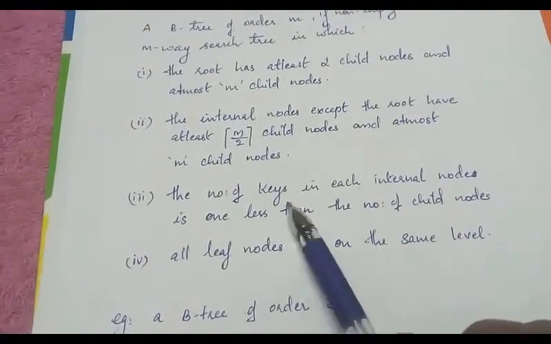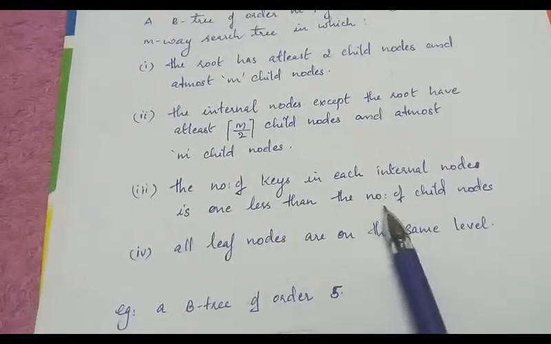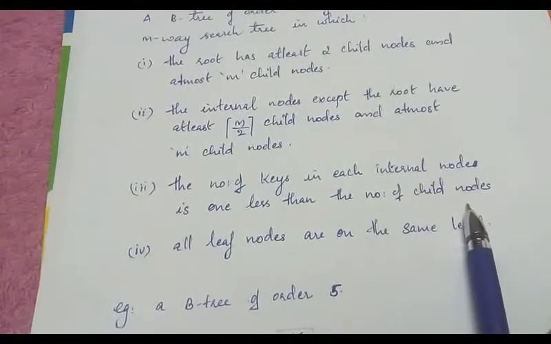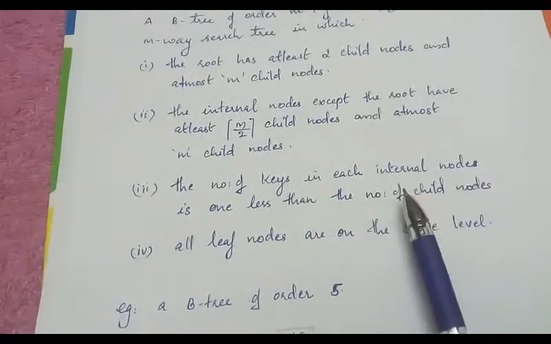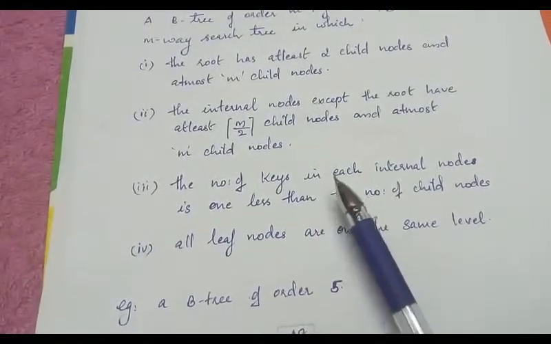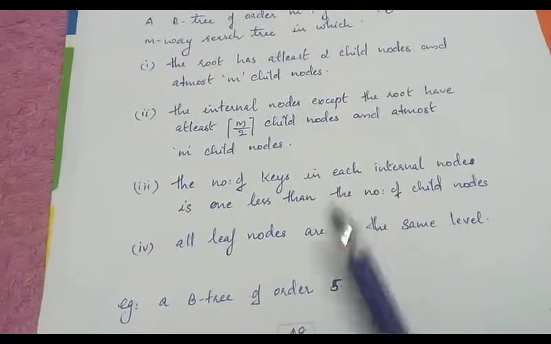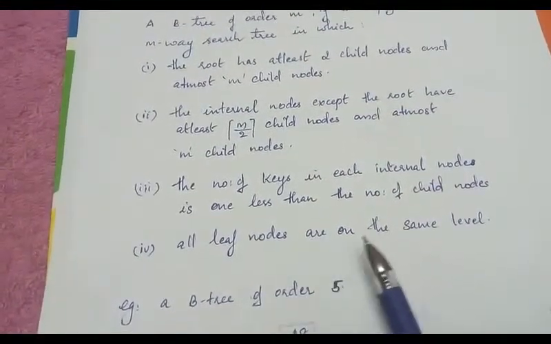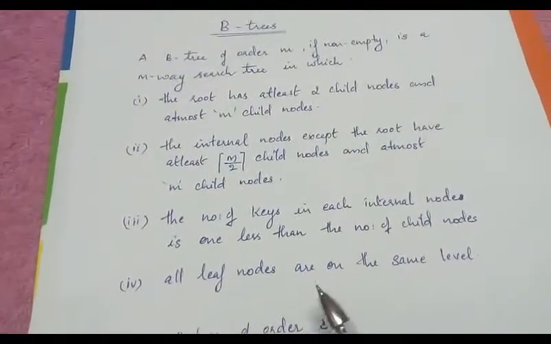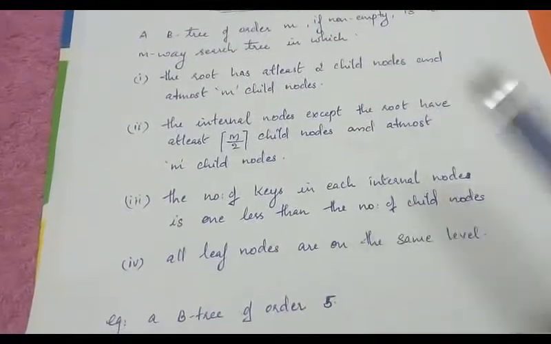Then the number of keys in each internal node is 1 less than the number of child nodes. That is, if a node has 5 child nodes, then the number of keys that node can hold is 5 minus 1, that is 4. Now the last one is all leaf nodes are on the same level. In a B tree, all the leaf nodes will be on the same level.